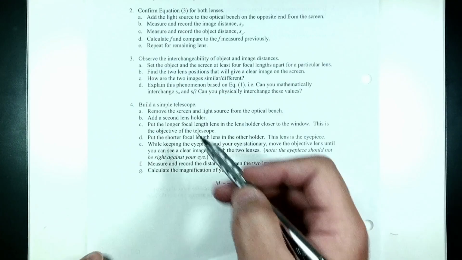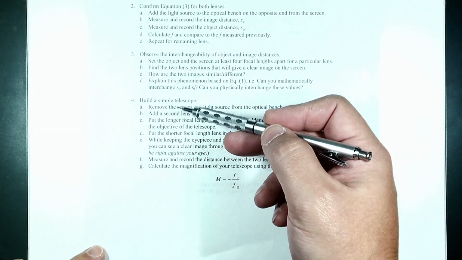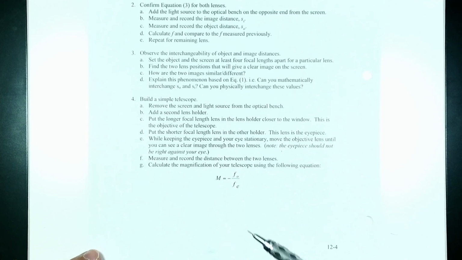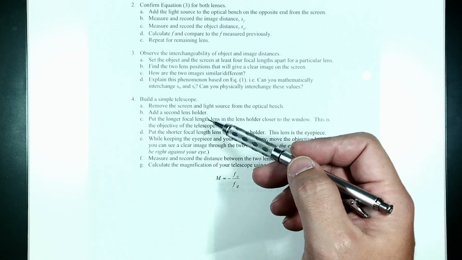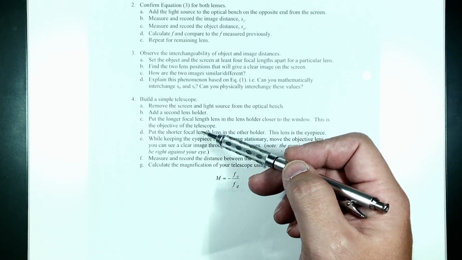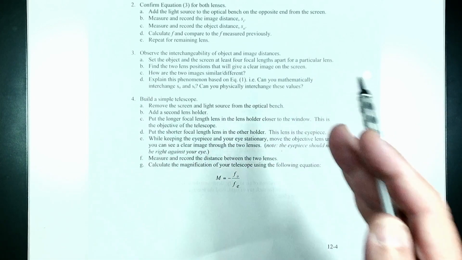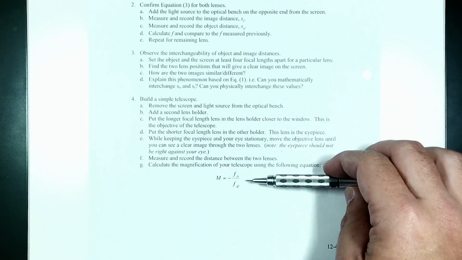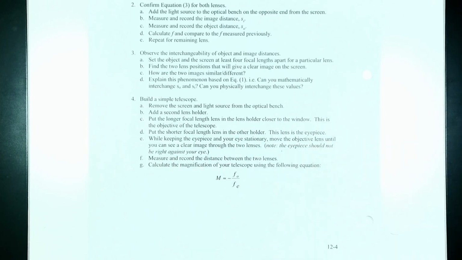Okay, so let's take a look at step 4 in the exercises. We're going to build a simple telescope. We've removed the screen and the light source you saw a moment ago, and a second lens holder we've added. So in other words, we're going to take 2 lenses and place those lenses along the same axis so we can see them. And we're going to be able to calculate what the magnification would be.